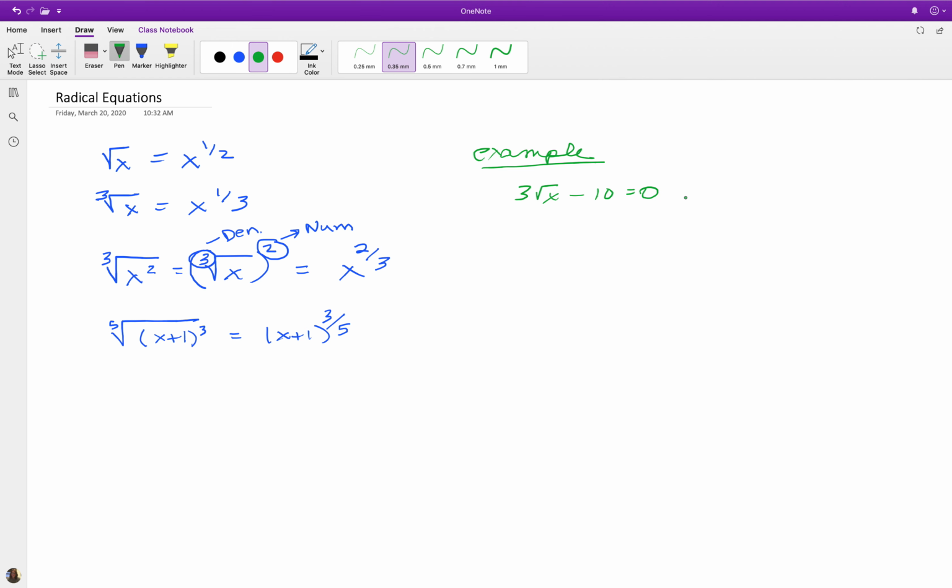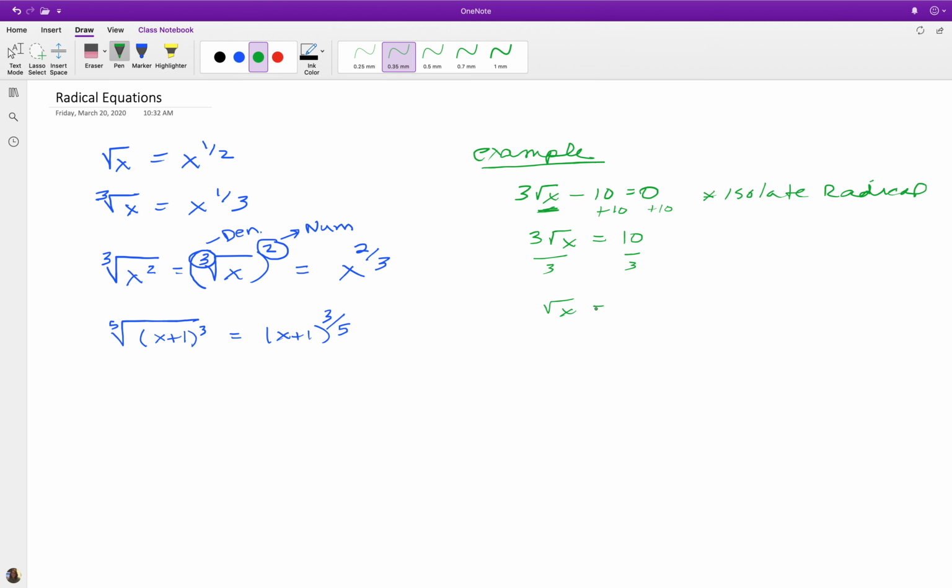Just like the absolute value equations that we've solved, or when we've used that square root property to solve quadratic equations, it's often of use to get that interesting piece of the equation by itself. In this case, that interesting piece is going to be the radical. So we're going to isolate the radical expression, which in this case is just the square root of x. So I'm going to take that 10 to the other side by adding 10. And then we're going to divide both sides by 3.